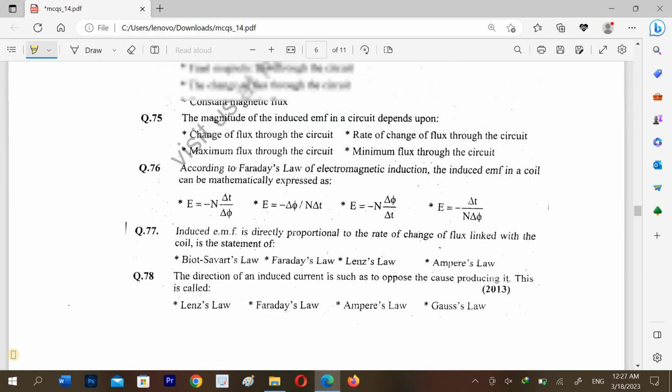Moving to 75. The magnitude of the induced EMF in a circuit depends upon the rate of change of flux through the circuit.